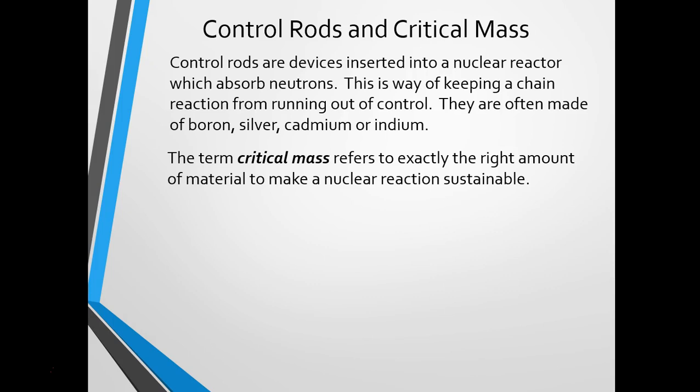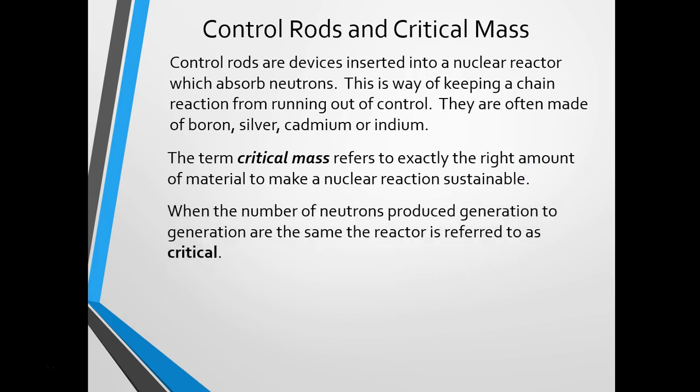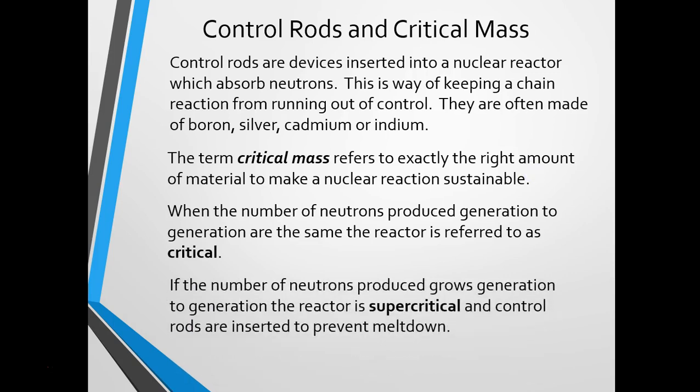Now, the term critical mass, when I was a kid, I thought that critical mass meant that meltdown was imminent. But it actually refers to the exact right amount of material that will make a nuclear reaction sustainable. So if the number of neutrons produced generation to generation stays the same, the reactor is known as critical. If the number of neutrons grows generation to generation, the reactor is called supercritical, and then they'll insert control rods to prevent a meltdown of the reactor.